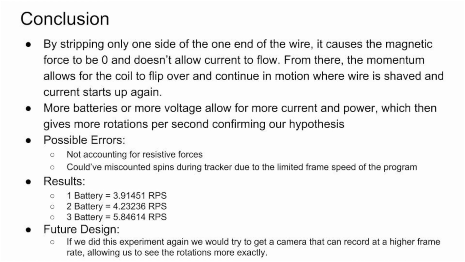Possible errors would be not accounting for resistive forces, and they could have miscounted spins during Tracker due to the limited frame speed of the program. Our results were as listed, and for future design, if we did this experiment again, we would try to get a camera that can record at a higher frame rate, allowing us to see more rotations more exactly.